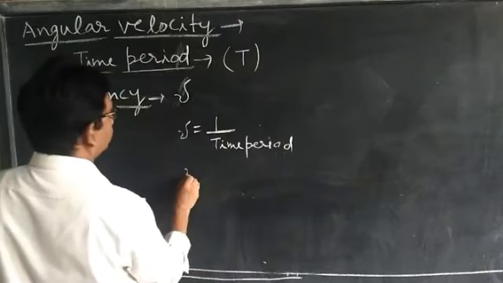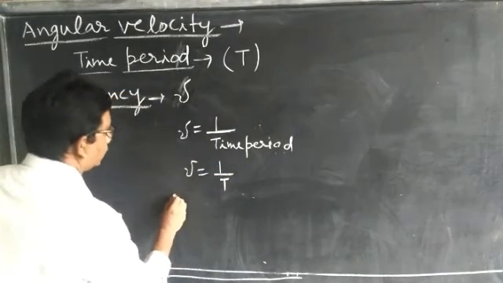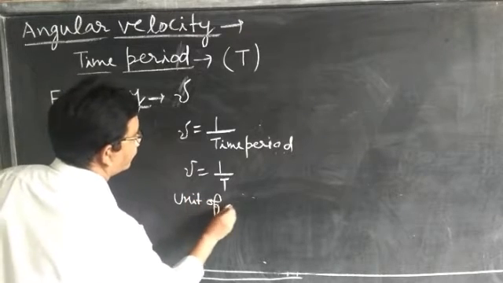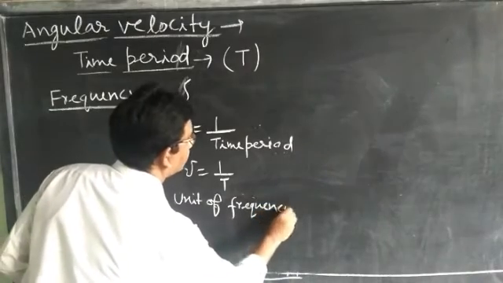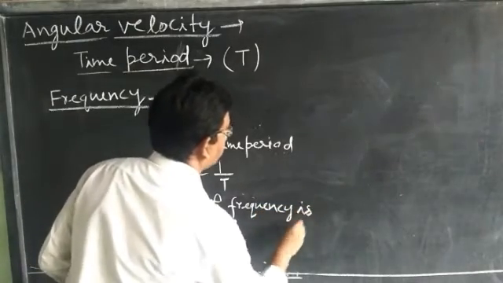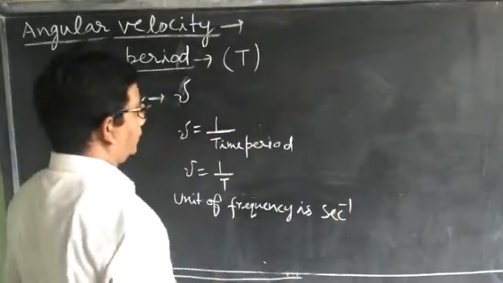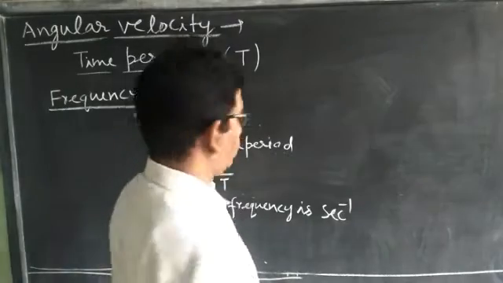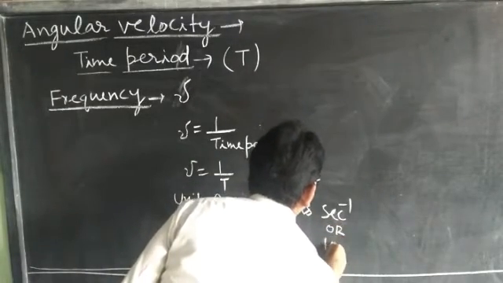We can write nu is equal to 1 upon T, and the unit of frequency is per second. This is also known as hertz.